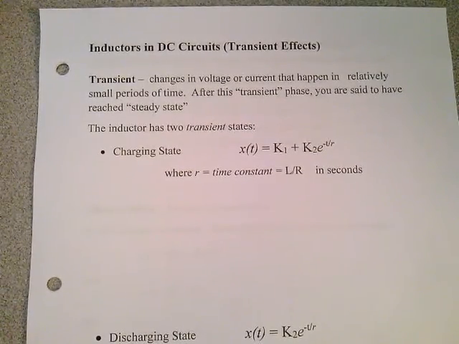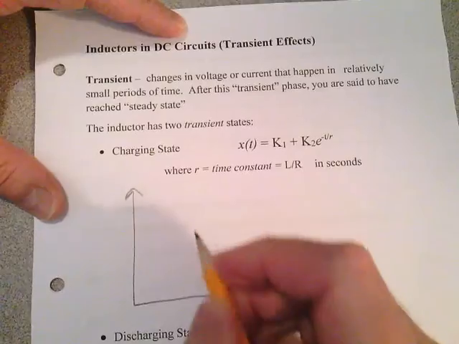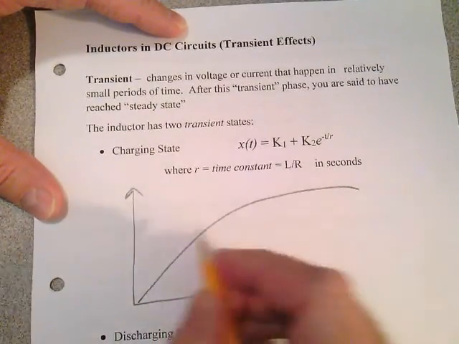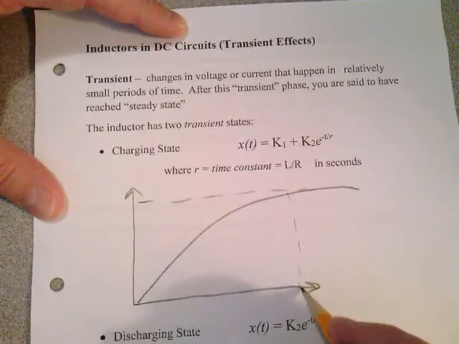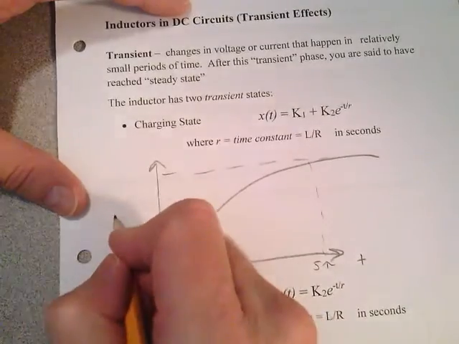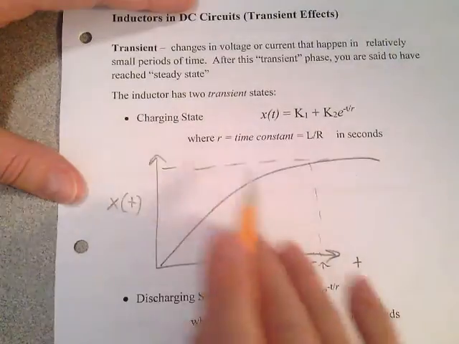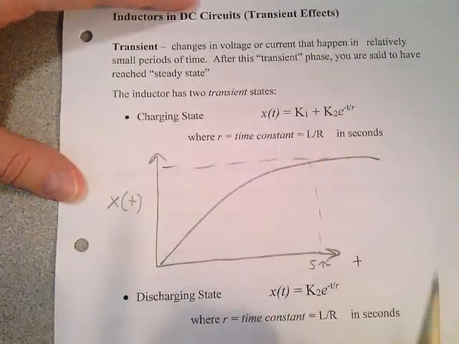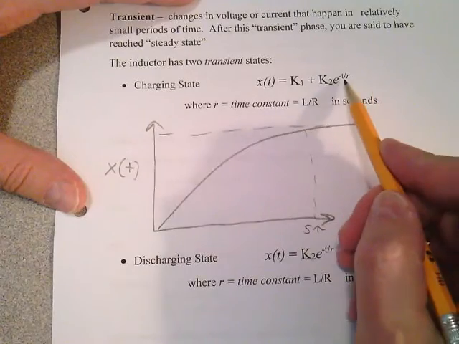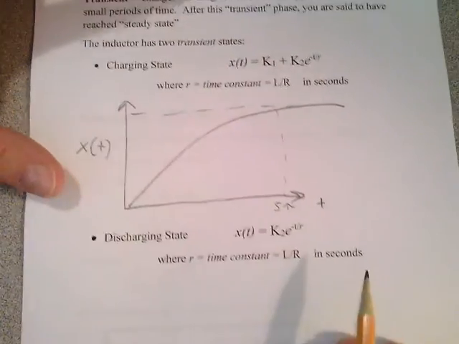Just like the capacitor, the inductor has two transient states possibilities. It has a charging state that looks like this, where it charges to a final value in 5 time constants. Time. Don't forget, this is x of t, voltage or current here. That's your charging exponential, and there's the equation for it, where the time constant tau here is L divided by R in seconds.